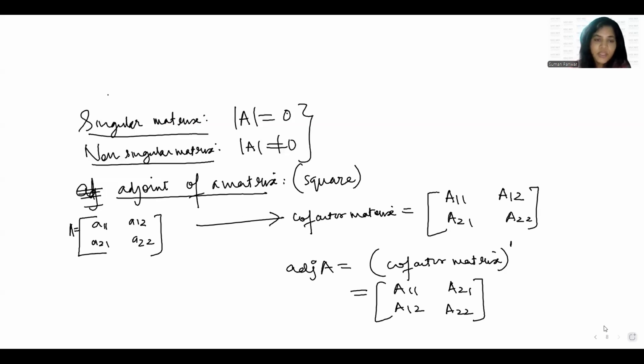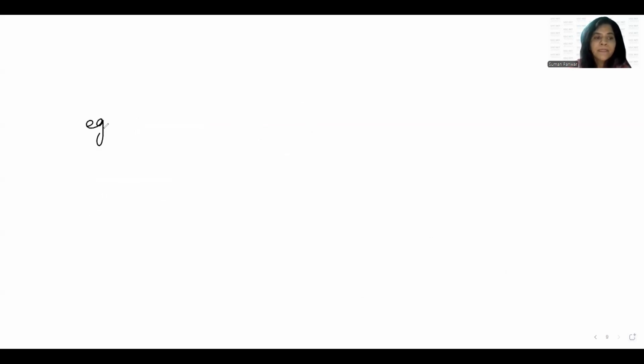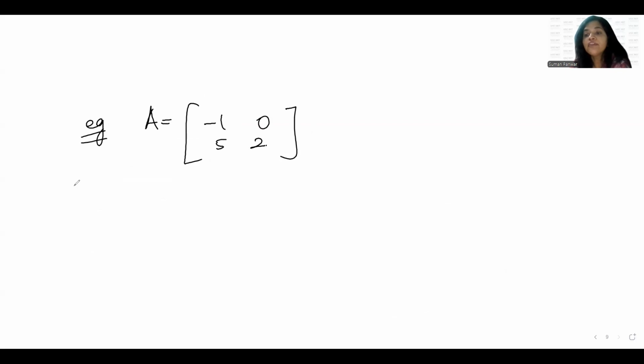Now, for example, let's take a very simple example, A is equal to minus 1, 0, 5, 2. So first of all, we will find the cofactor matrix. So A11 is cofactor of this. Hide this. So minus 1 power 1 plus 1. Hide this. What is the determinant left? 2. So determinant of a single element is the single element itself. Okay. Then this is going to be 2.